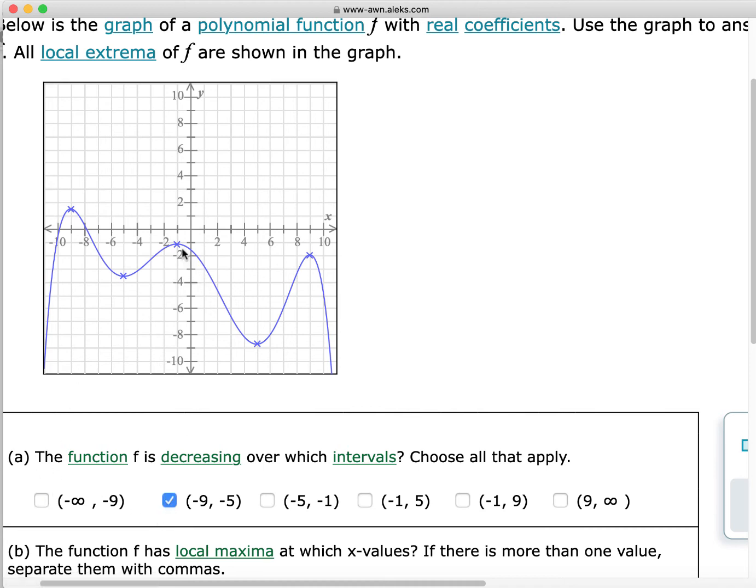I'm also going down on my roller coaster in this region where x falls from -1 to x equal to 5. And then I'm also going down on my roller coaster from x equal to 9, and then it keeps going forever, and we write that as positive infinity or increasing without bound.